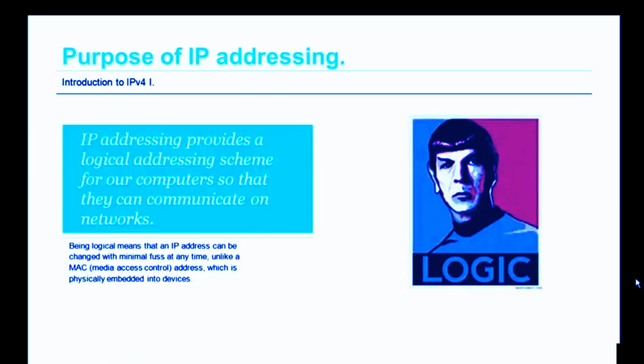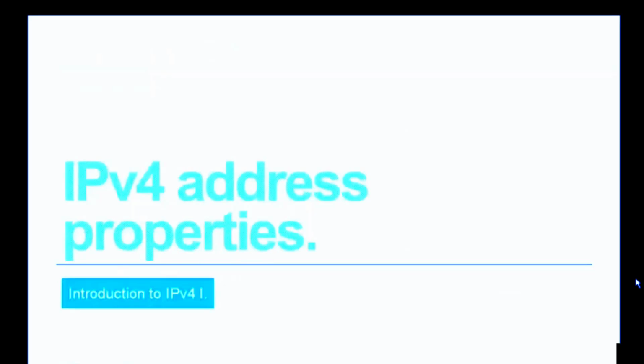IP addressing provides a logical addressing scheme for our computers so that they can communicate on networks. Being logical means that the IP address can be changed with minimal fuss at any time, unlike the MAC address or the Media Access Control address, which is physically embedded into the device. On the other hand, IP addresses are programmed in and are easily changed. Now that we know the purpose of IP addressing, let's move on to some IPv4 address properties.